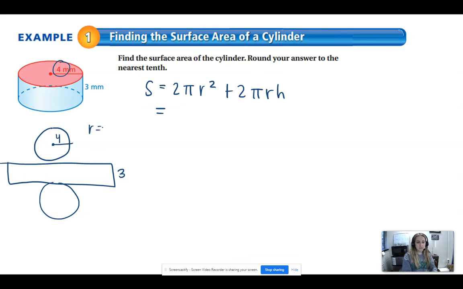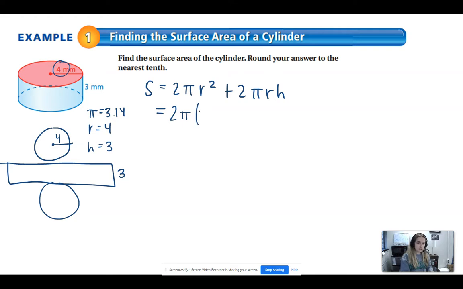I know the radius is 4, and I know the height is 3. I also know that pi is equal to 3.14. So now I'm just going to plug it all in. Don't forget your parentheses, though. So I'm going to plug in 2, and then I'm going to leave pi as it is for now, okay?